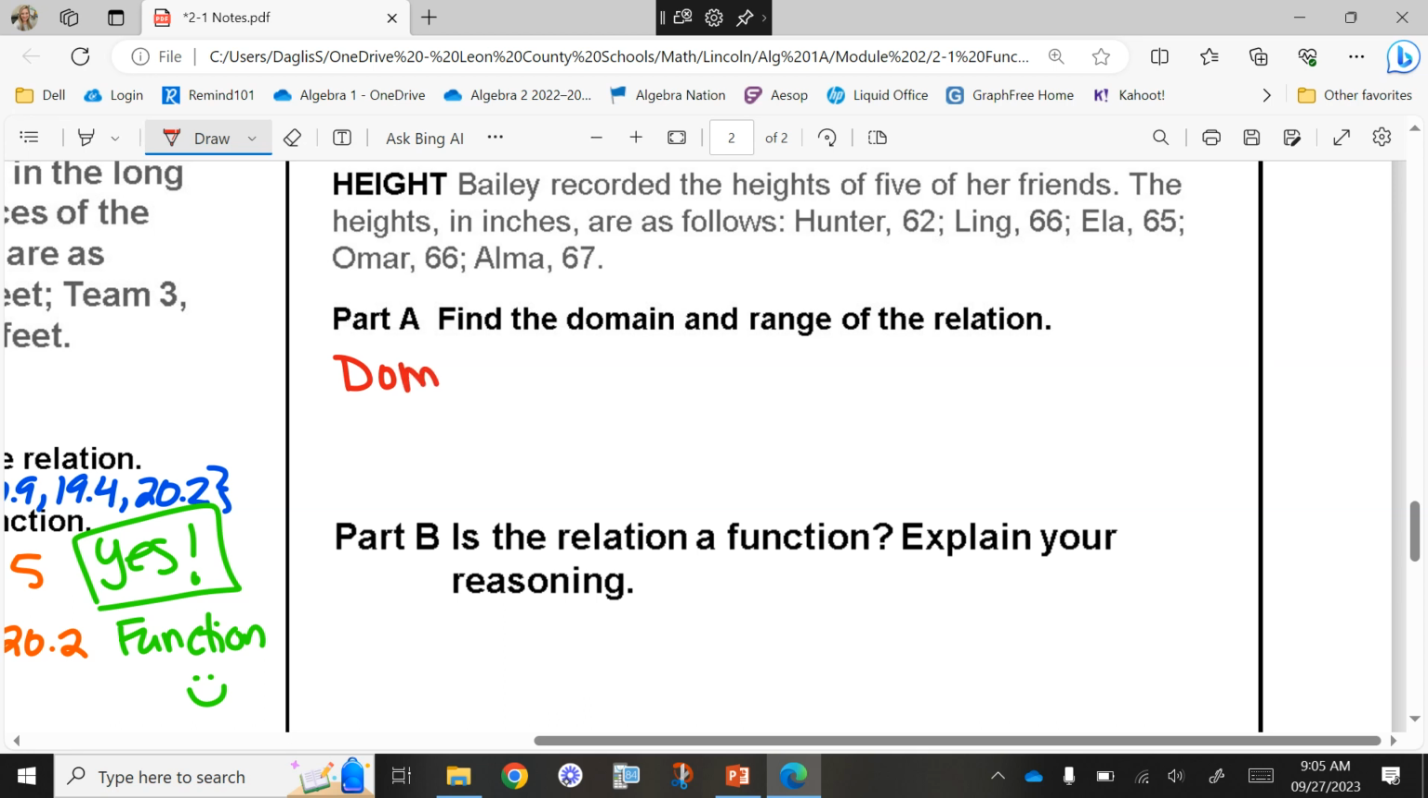Okay, so the domain is, we have people and we have their measurements, right? My domain is going to be my people, my friends. Because I can't have a height if I don't have a person. Does that make sense? That's how I know that the domain are the people, X. X comes before Y in the alphabet, right? The person has to come before measuring the height. You can't measure someone who doesn't exist.